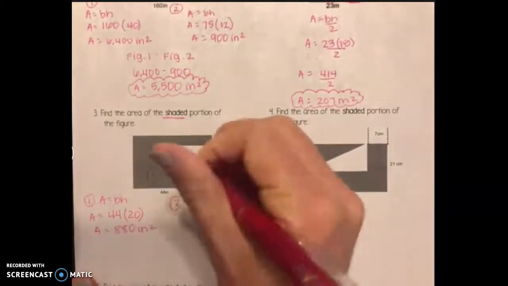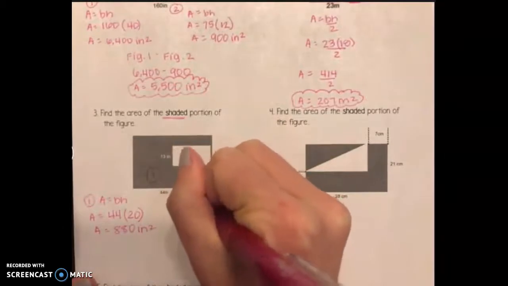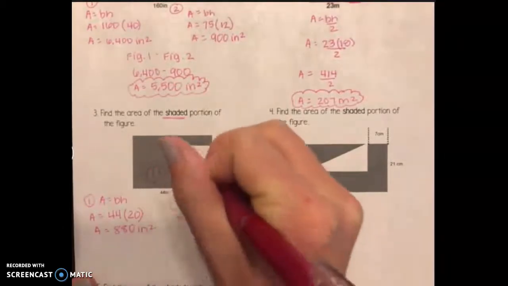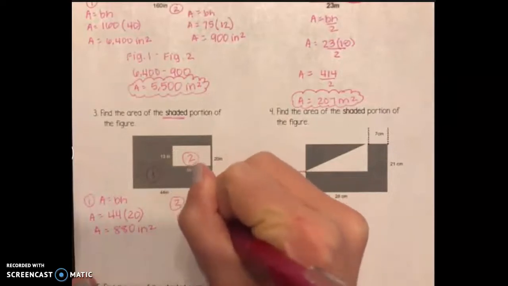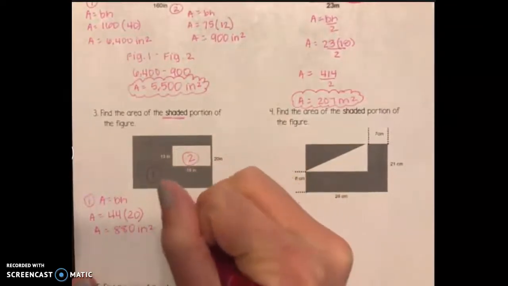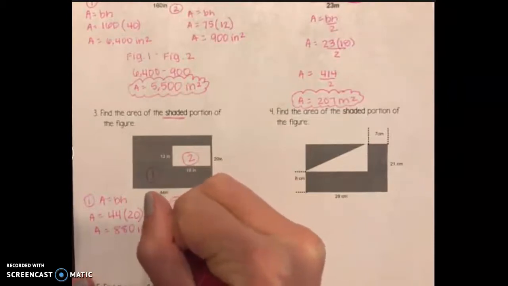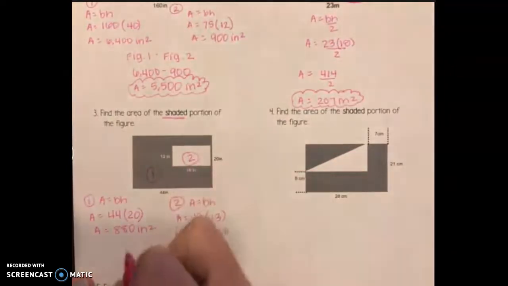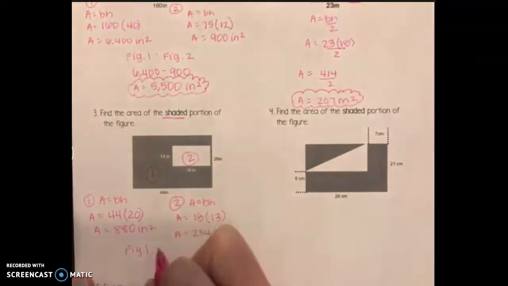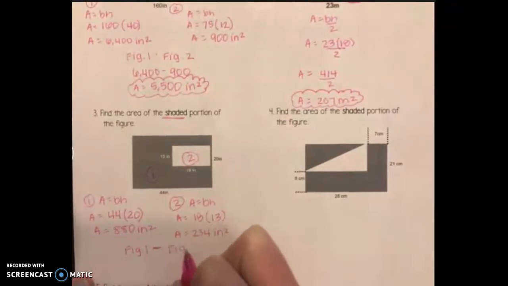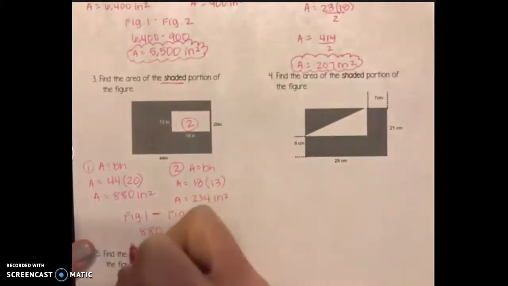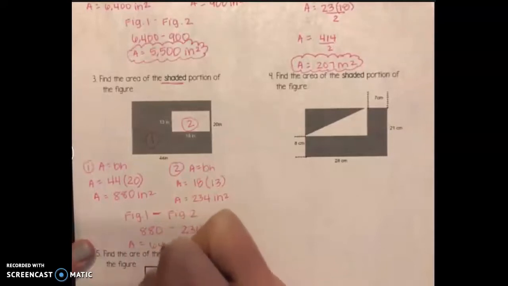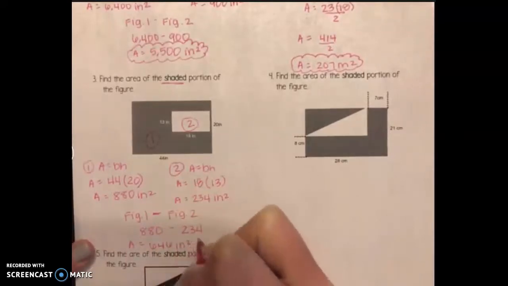And then figure 2, which is the guy that we're going to be taking out, has area equals base times height. So my area equals a base of 18 times the height of 13. So my area is going to be 234 inches squared. But I don't want this, so we're going to have figure 1 take away figure 2. So 880 minus 234 would give me an area of 646 inches squared.